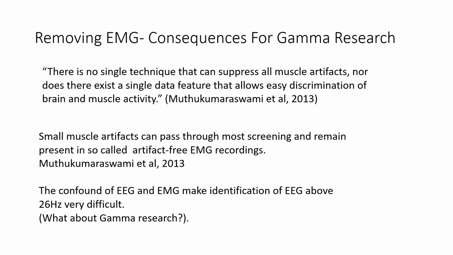There is no single technique that can suppress all muscle artifacts, nor does there exist a single data feature that allows easy discrimination of brain and muscle activity. Small muscle artifacts can pass through most screening and remain present in so-called artifact-free recordings, 2013. The confound of EEG and EMG makes identification of EEG above 26 hertz very difficult. That's all the best research.